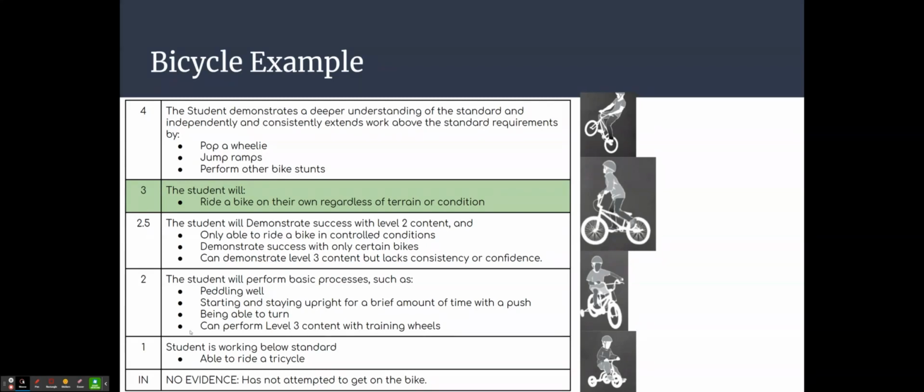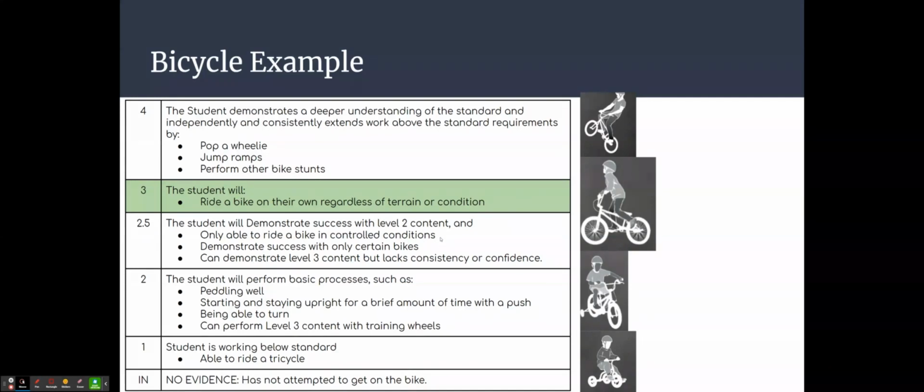And then maybe a 2 would be can perform level 3 content, but with maybe training wheels, right? Needing that extra support. And so we're doing pretty good. My daughter, I wouldn't say she can ride a bike yet, because she can ride a bike pretty well, but in a controlled condition. So she is more at this level 2.5, where she can pretty much always get started.